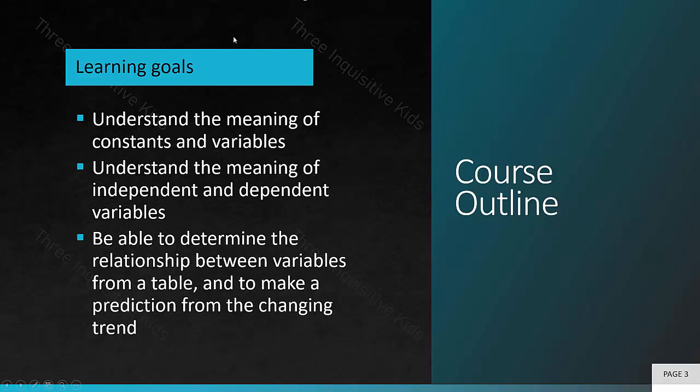Our learning goals for today are to understand the meaning of constants and variables, and understand the meaning of independent and dependent variables. We also want to be able to determine the relationship between variables from a table and to make a prediction from the changing trend. So what will happen next based off of the pattern we found?